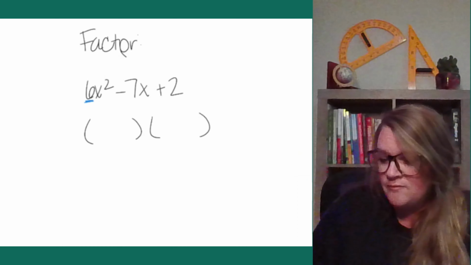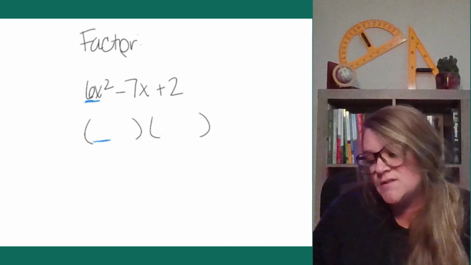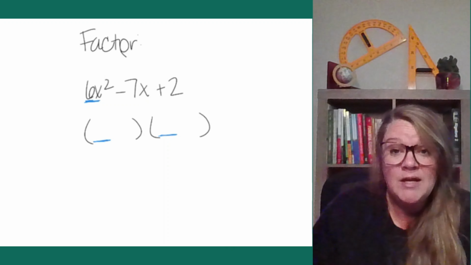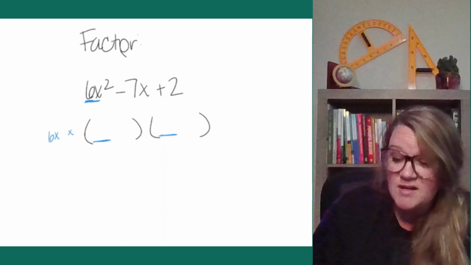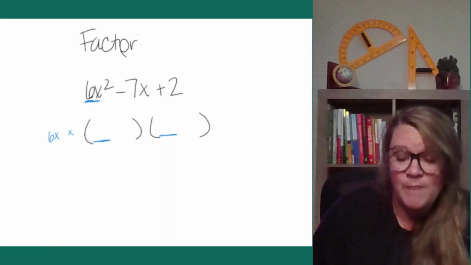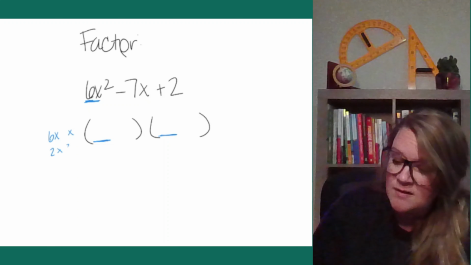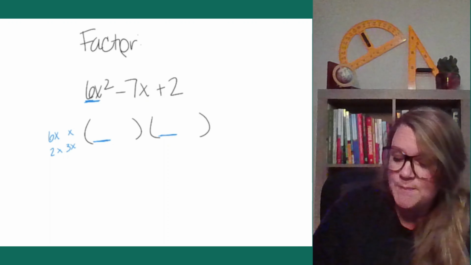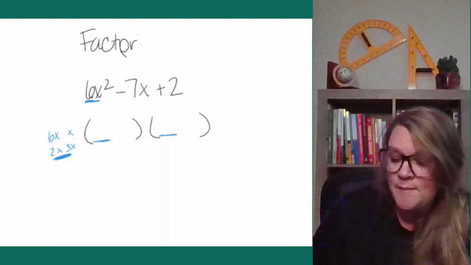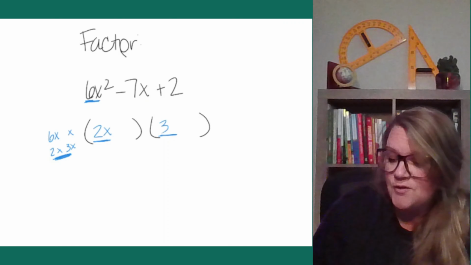My first, in FOIL, my first times my first has to give me 6x squared. Now, this could be a couple of things. Could have 6x and we could have x. 6x times x is 6x squared. Or we could have 2x times 3x. That also multiplies to 6x squared. Again, I like to pick the ones that are closest to each other. So I'm going to try the 2x and the 3x.